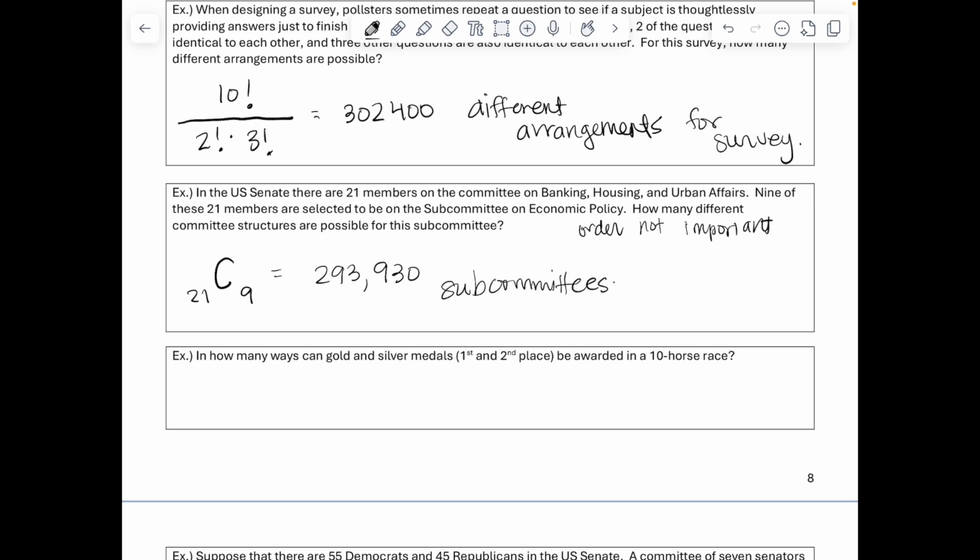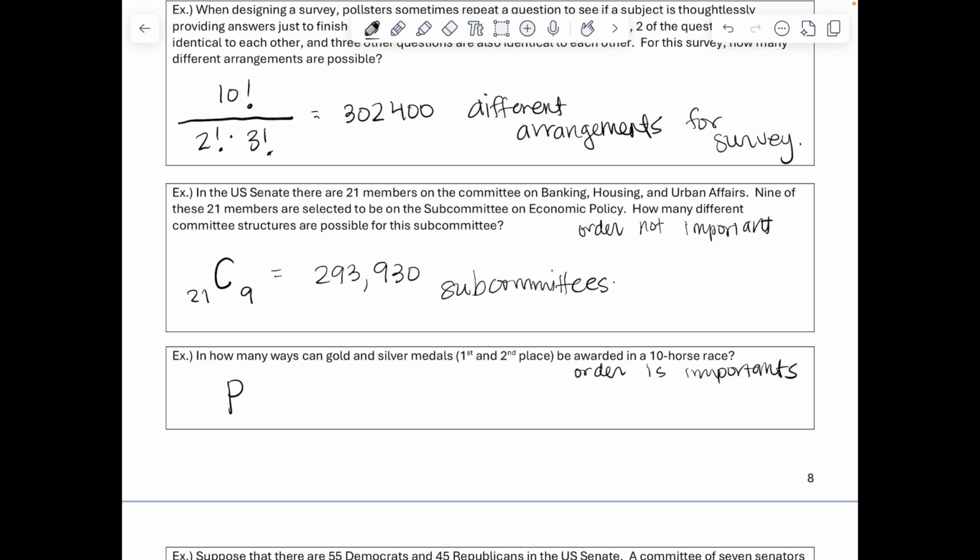The example right below says, in how many ways can gold and silver medals, which is first and second place, be awarded in a 10-horse race? So for this one, since we are dealing with a race, order is important. And because order is important, we know we are dealing with permutations. So I'm going to put a P there.